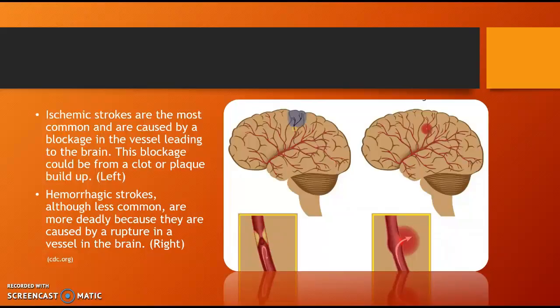The other one is a hemorrhagic stroke, which you see here on the right. And even though it's less common, it's much more deadly. That one is caused from a rupture in the vessel. Basically, there's a weak spot in the vessel and it tends to blow out, or possibly the blood pressure, things like that, constantly putting a strain on the vessel will cause it to be weakened and therefore may possibly cause a hemorrhagic stroke.